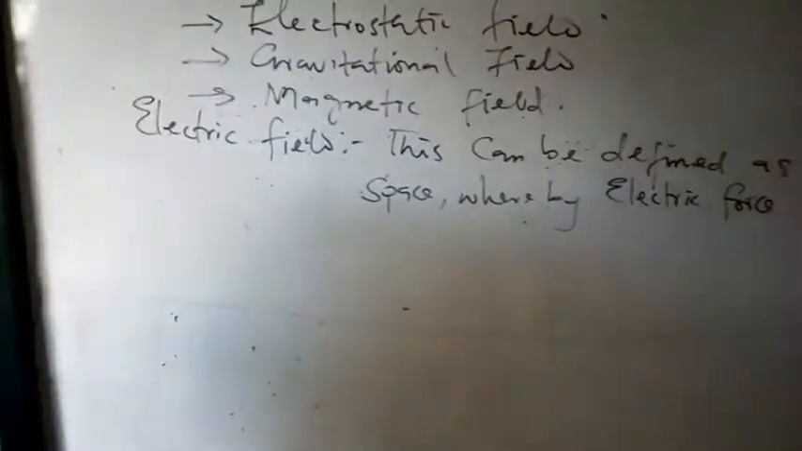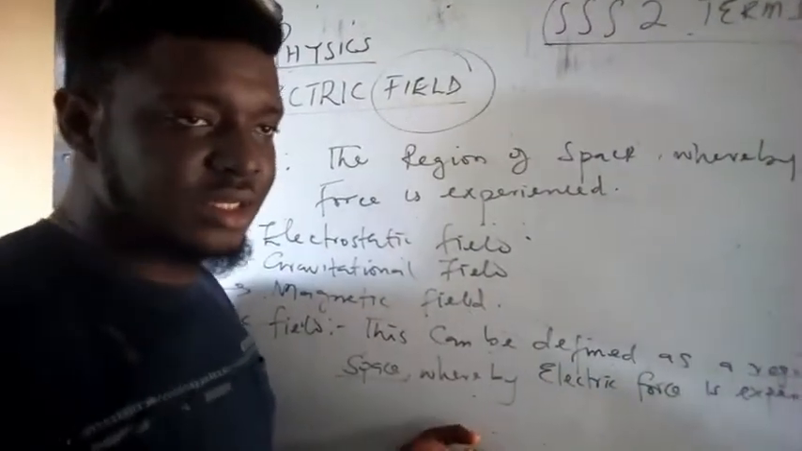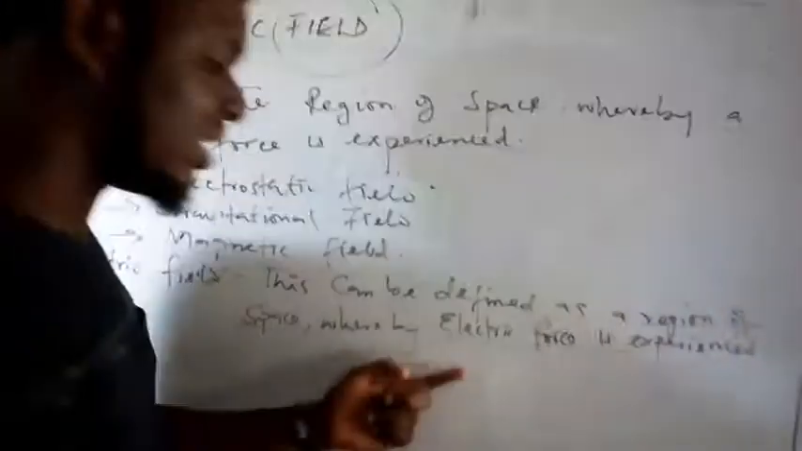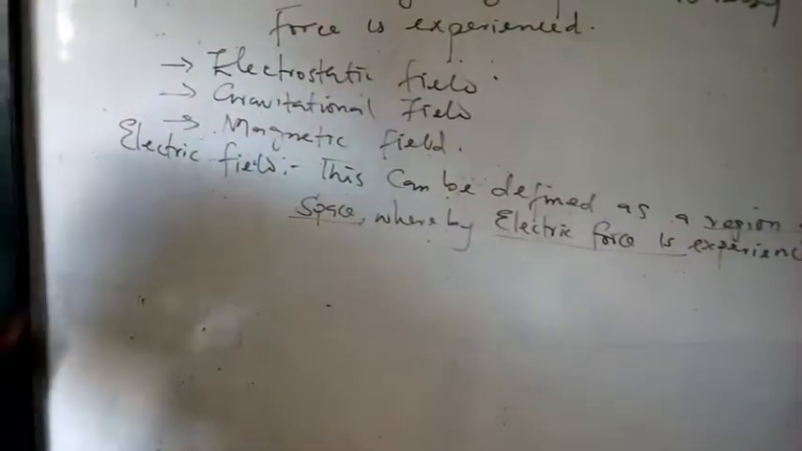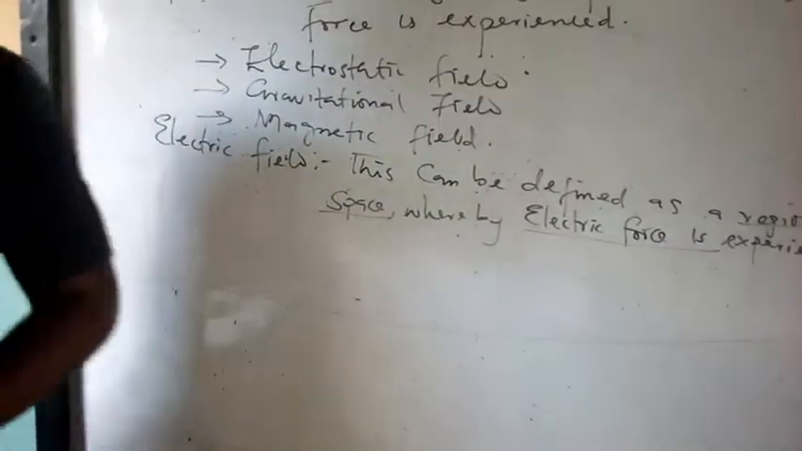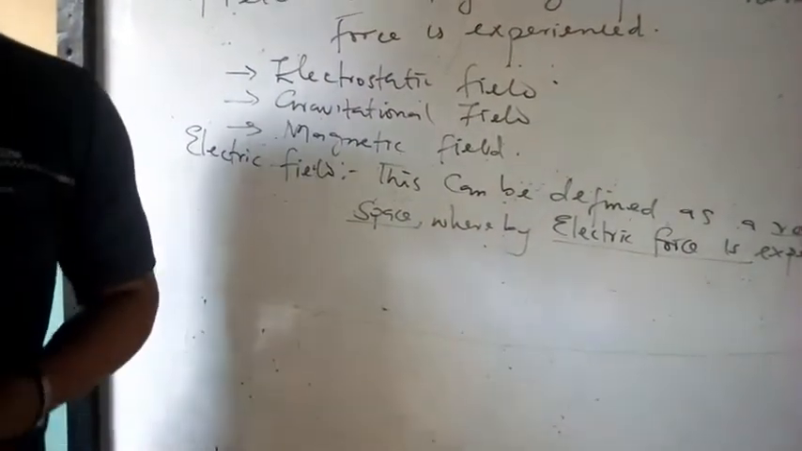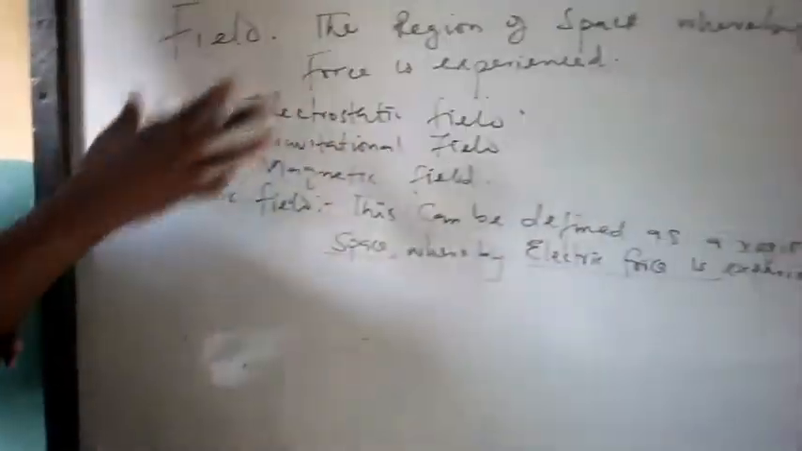So you should note two things. It's a region of space, and there is a force that must be experienced in that region of space. That is why it is called a field. Something is called a field because there is a force that must be experienced. Like now we are talking about electric field, we talk about electric force. When we talk about gravitational field, we talk about gravitational force.